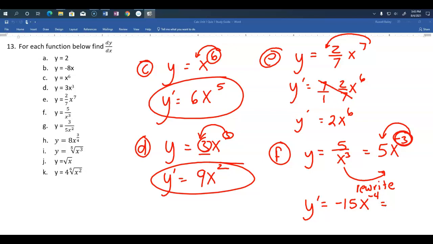Even though this is a possible answer, I would be prepared to have it in rewritten form. Anytime we're doing these rewrite problems, you might have to rewrite it at the end also. It's multiple choice, so you're going to have to be able to identify the correct answer. Another way to write this would be -15 over x to the 4th. Okay, so that would be part F. Let's go ahead and take a look at part G.